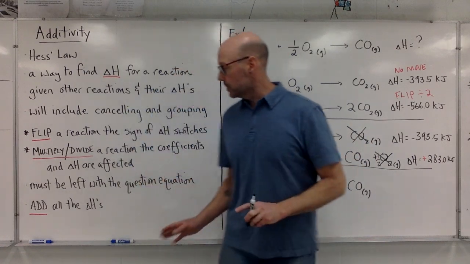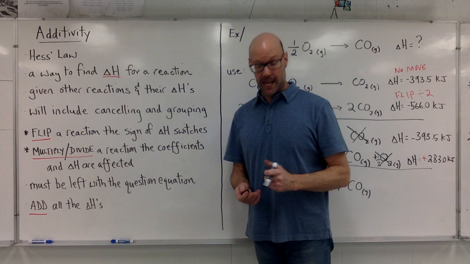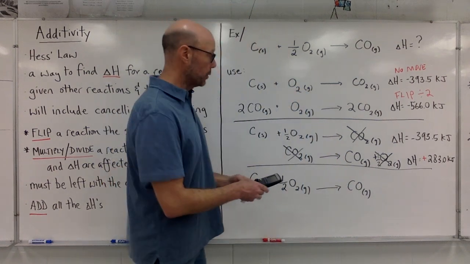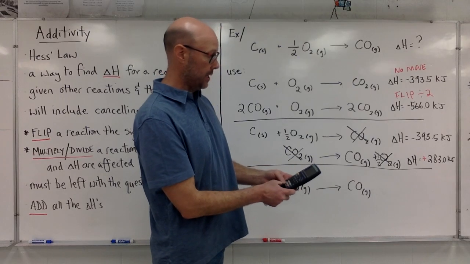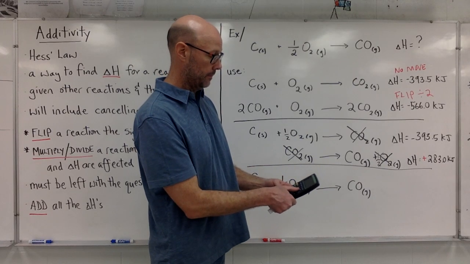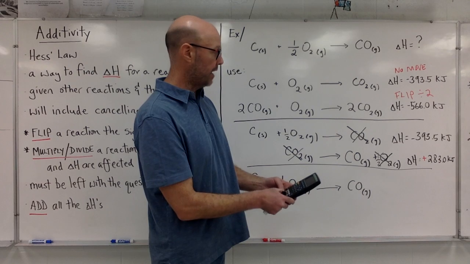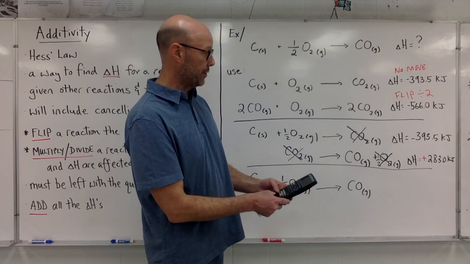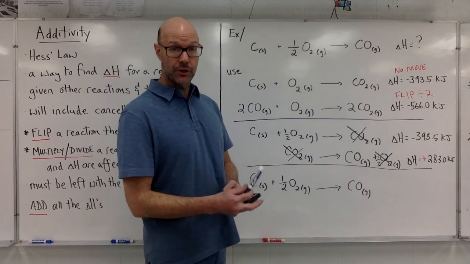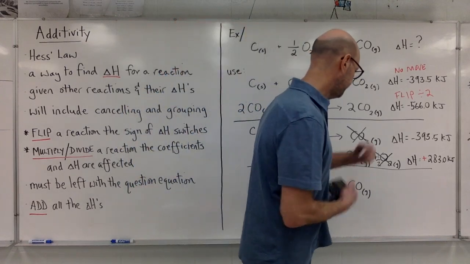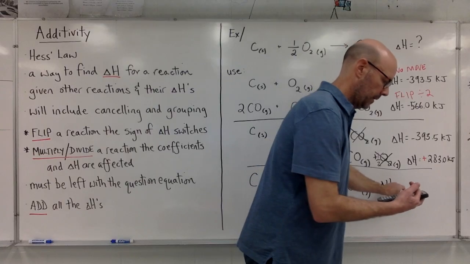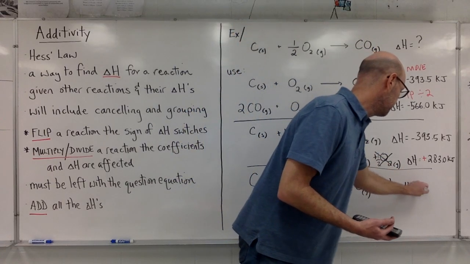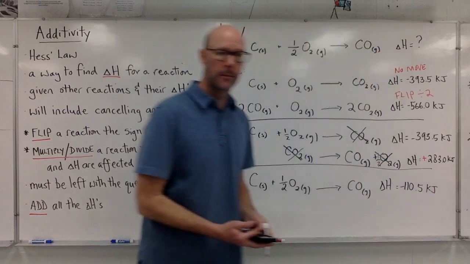Okay? In the end, add the delta H's together. Really watch your signs when you're doing your adding. Okay? This one was, look at that, negative 393.5 plus positive 283. The answer here for the delta H is negative 110.5 kilojoules.